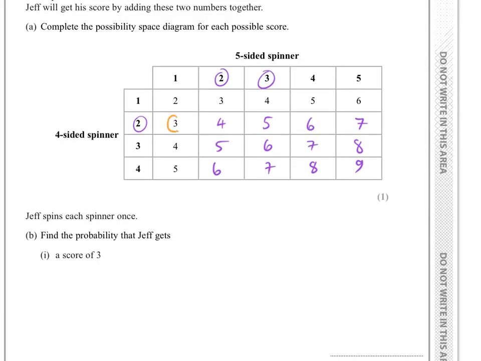So let's look at how many 3s there are as totals in the table. Well, it looks as though there are 2 3s out of a total possibility space. So we've got 1, 2, 3, 4 by 1, 2, 3, 4, 5 numbers. So 4 by 5, that's 20 outcomes. So we've got 2 out of 20 outcomes will score 3. And we can cancel that down. We don't need to, but 1 out of 10 would be fine as well.